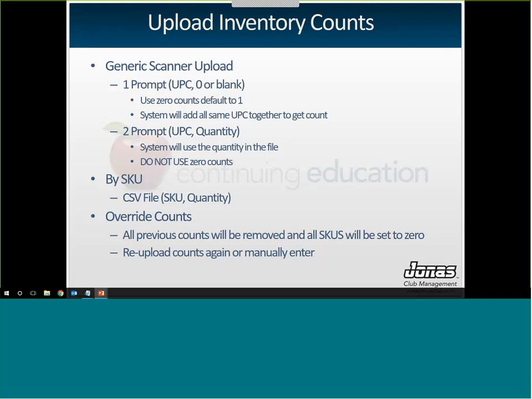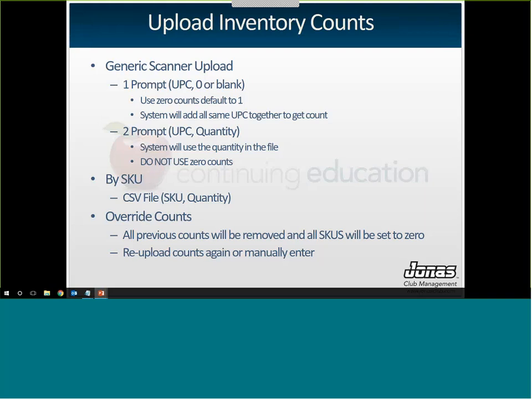The second one, option number 2, well, again, it's UPC, comma, quantity on the file. So the UPC code of the item, comma, the quantity. System will use the quantity in the file. So if you do have a 0 in there, the system will assume that it's 0.